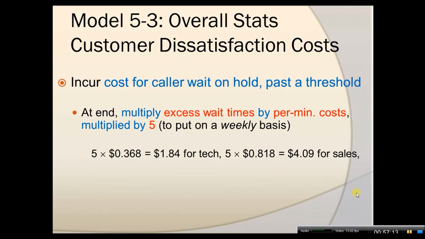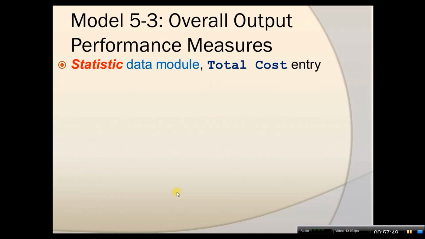And so, as you remember, for tech, the per minute cost was this. Multiplied by 5, we're going to get this for tech. Then for sales, we had this as a per minute cost. Then multiplying by 5, we're going to get this value for sales. And last but not least, this was the order status per minute cost for waiting customers. And so we're going to multiply by 5, and that gets us weekly wait hold cost for order status. And so now, as I said, we're ready to define the performance measures.